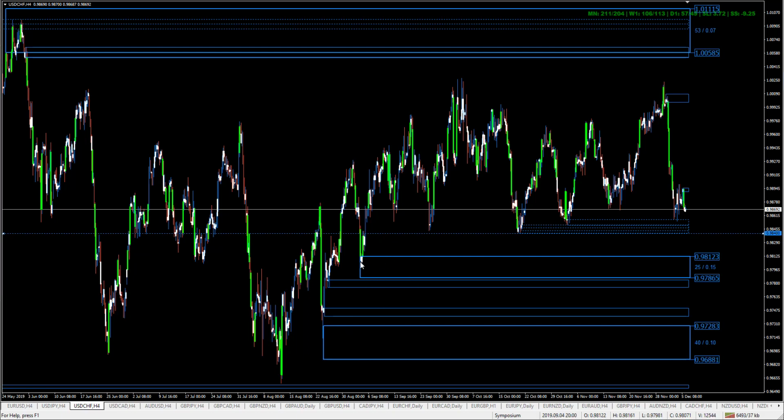So if we have a look at this area here, this is a very nice area to buy, as we mentioned. If we look at this one here, price left, we moved sideways a little bit, and then we kind of sat around in the air for quite some time, didn't we?